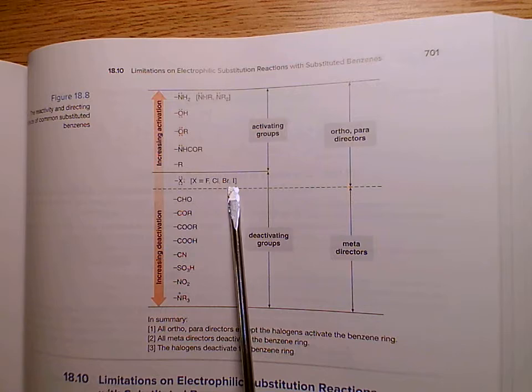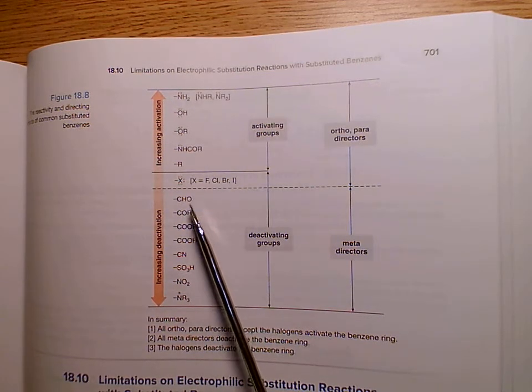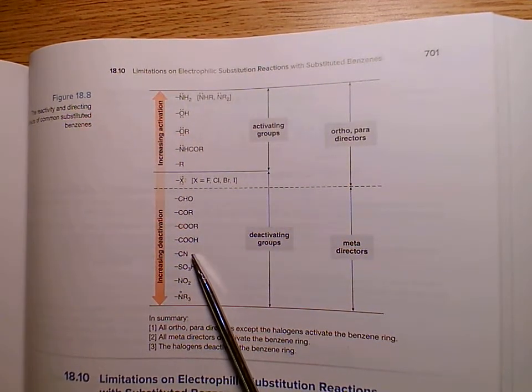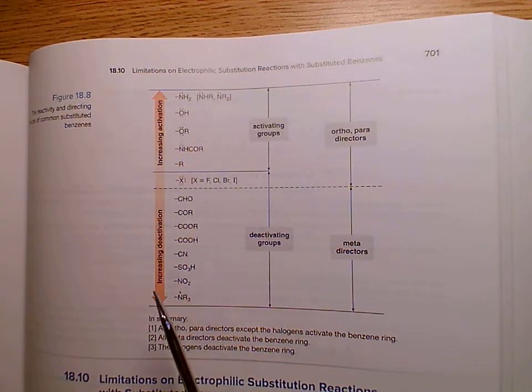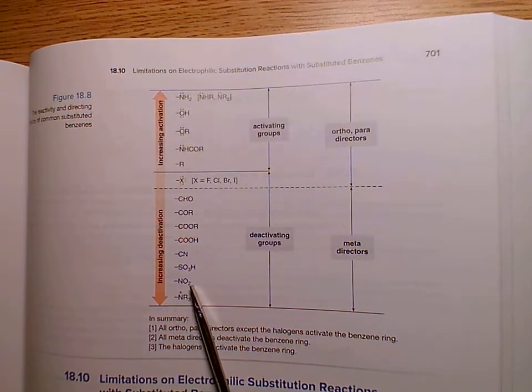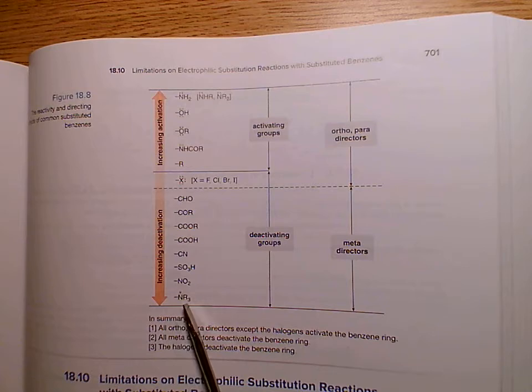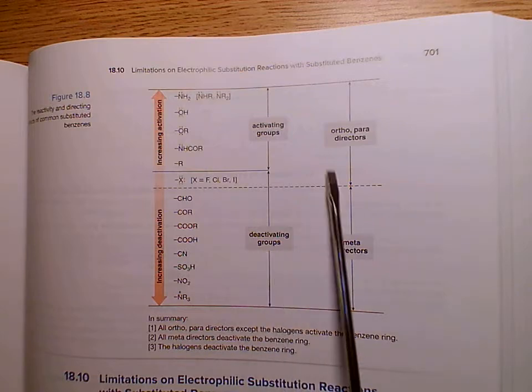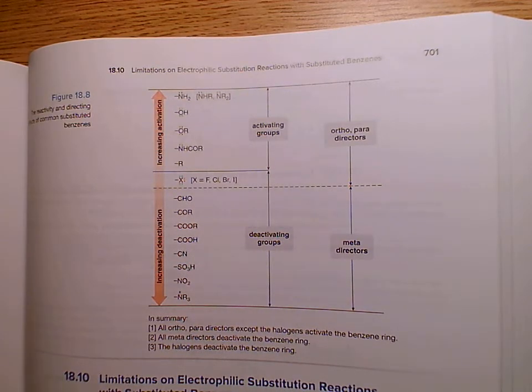The halogens are weakly deactivating, followed by aldehydes, ketones, esters, carboxylic acids, the cyano group to make a nitrile, sulfonyl, nitro group, and they're getting less and less reactive, more and more deactivated as we go down. So the nitro group is a very strongly deactivating group. Here we have a nitrogen with 3 other substituents on it, the 4th being the benzene ring. So a nitrogen with 4 covalent bonds has a positive charge on it. Very, very strongly deactivating with that positive charge on there. Okay, but this is a nice table to know for the next exam, which is coming up.